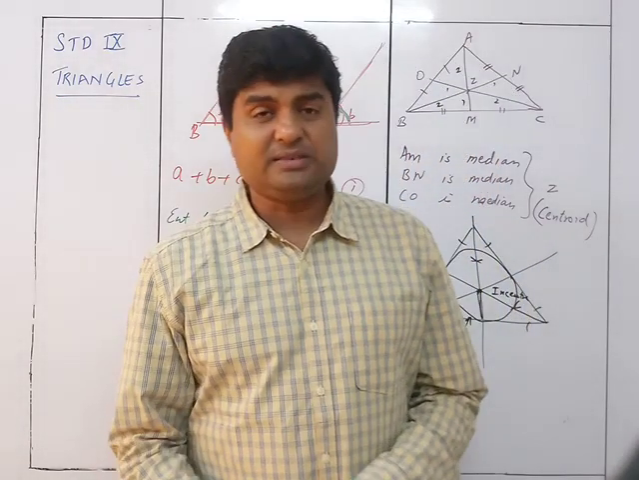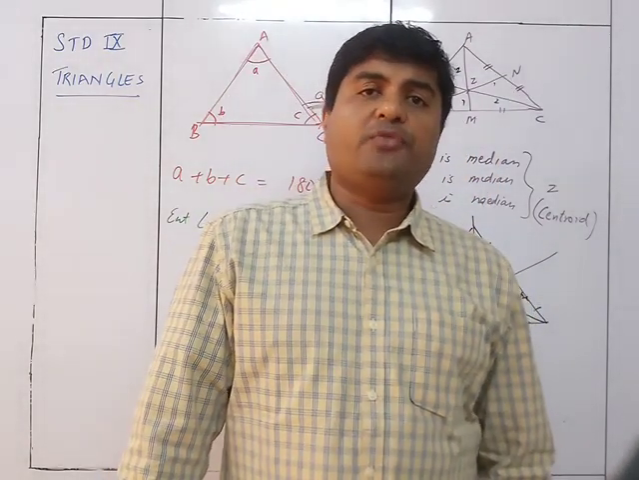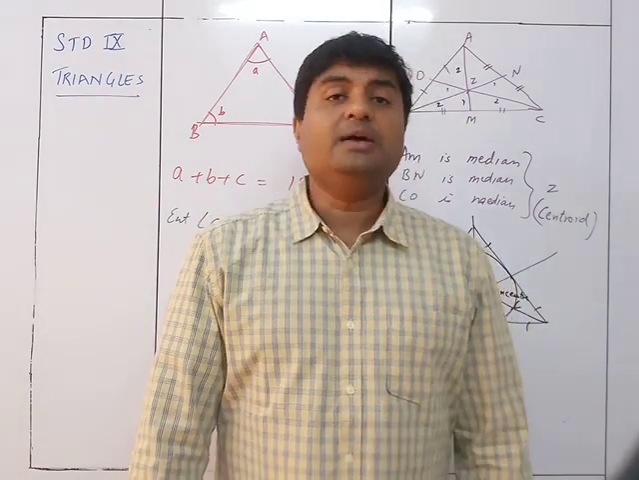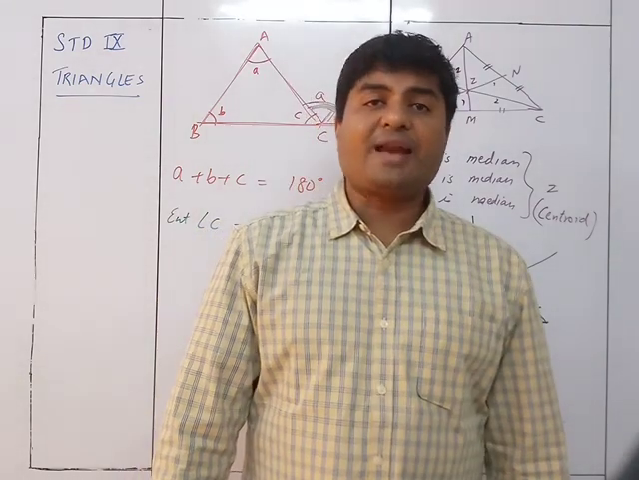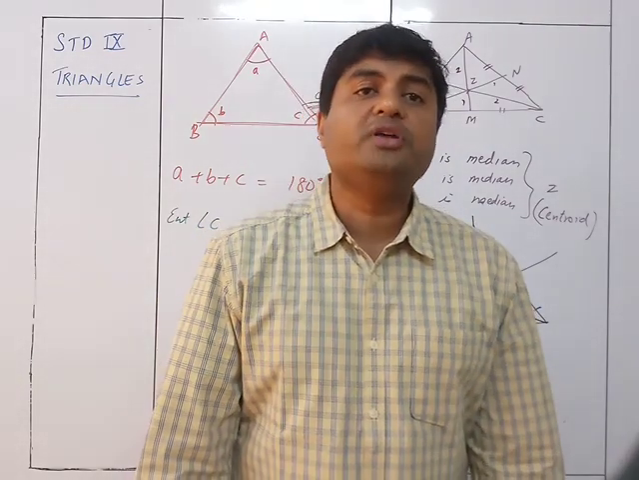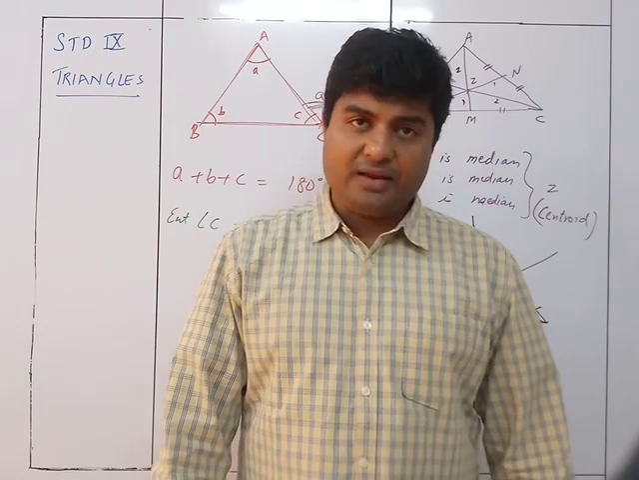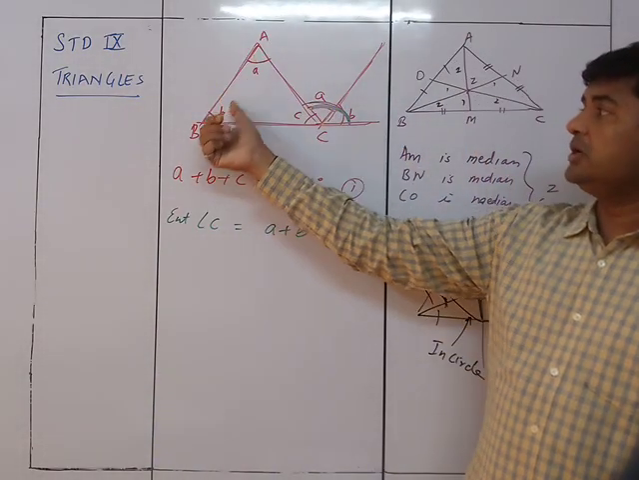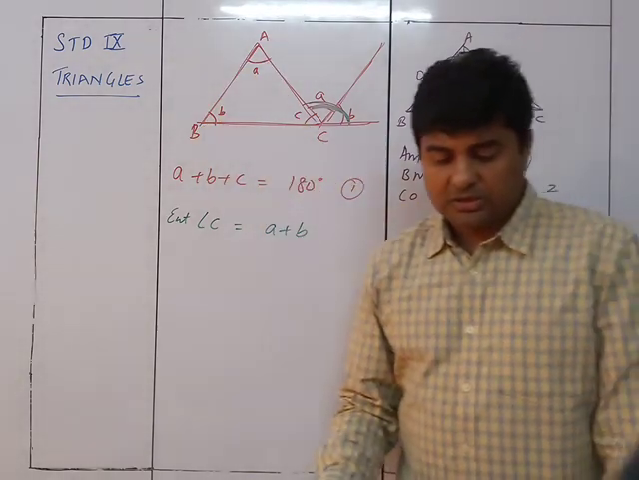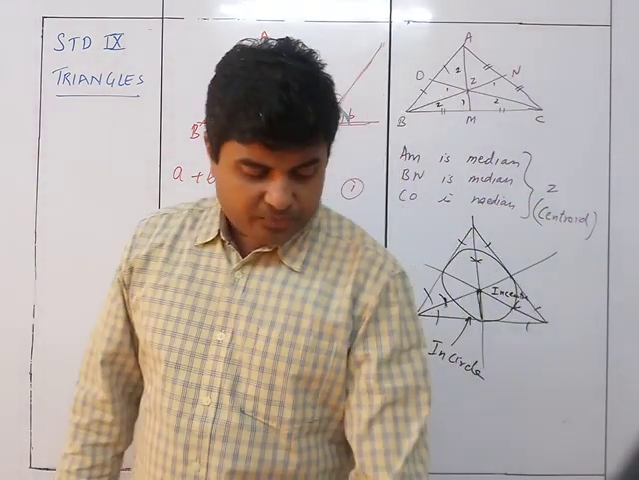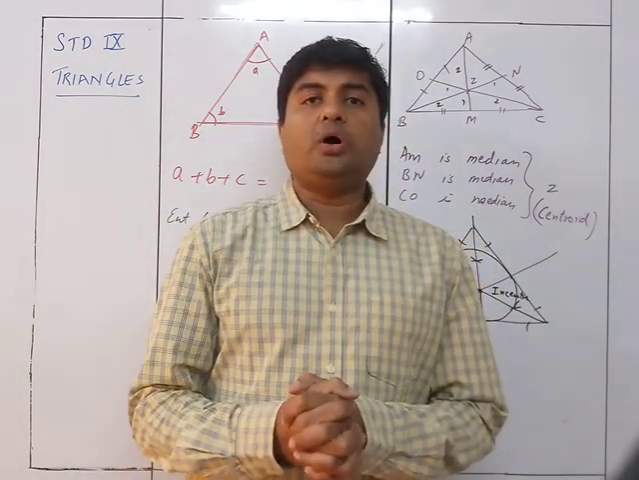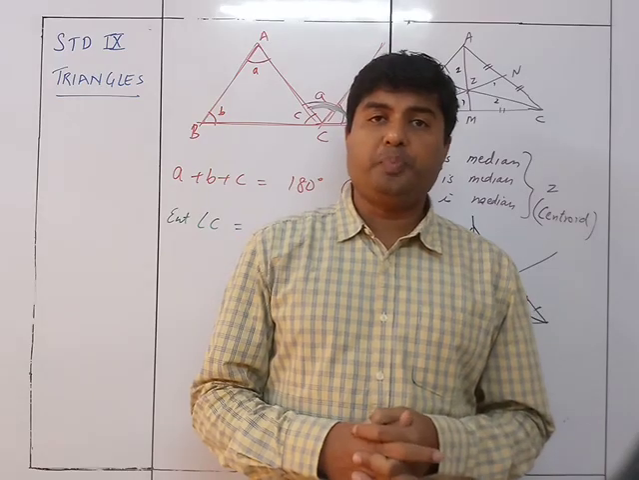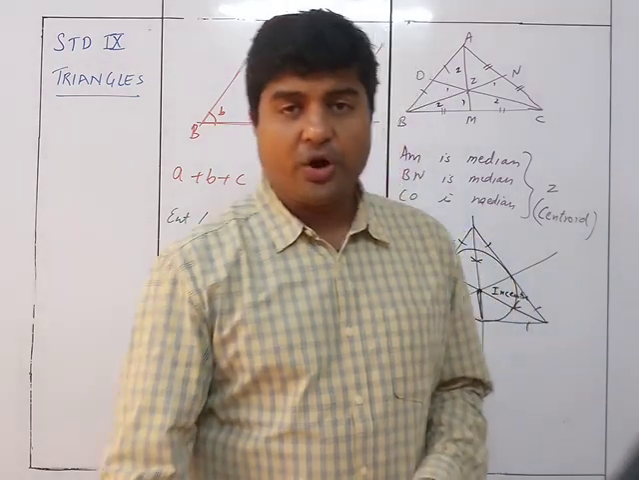The first one is that the sum of the angles of a triangle is 180 degrees. And the second property is that the exterior angle of a triangle is equal to the sum of the other two interior angles. So these are the two properties of triangles. Now we move on to the main part of the chapter on which this chapter is based, and that is congruency of triangles.